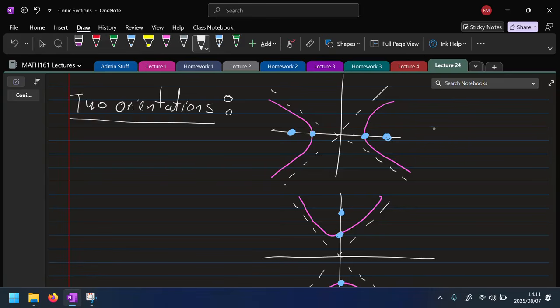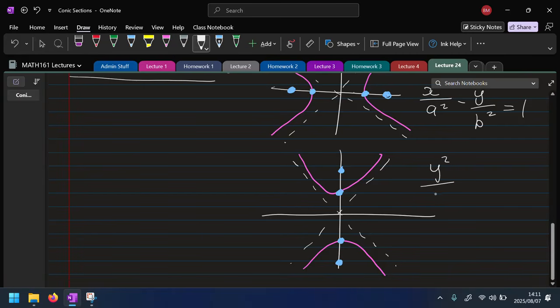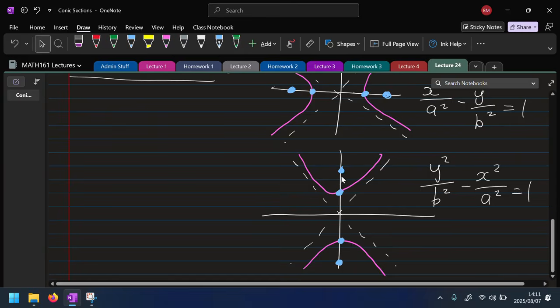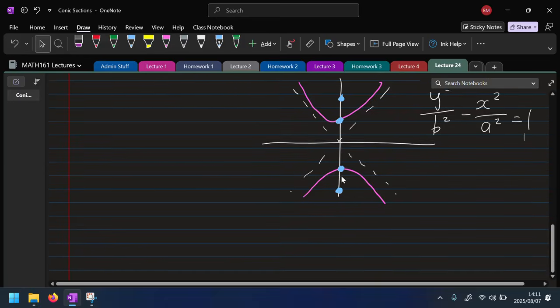And then just a reminder for the first one, that will be x squared over a squared minus y squared over b squared is 1. So the x part comes first, so it's going to be horizontal. And then in the second case, we have y squared over b squared minus x squared over a squared is 1. Now the y comes first, and so it's vertical. But you would have seen that in the homework. Okay. So how do we find these?